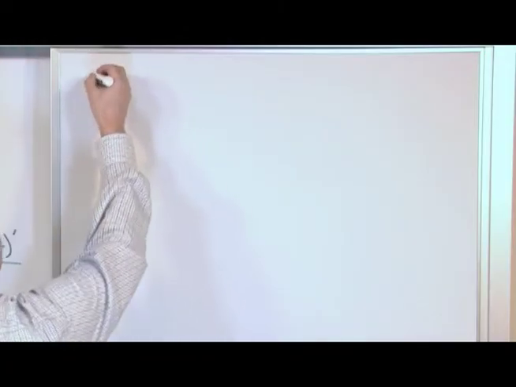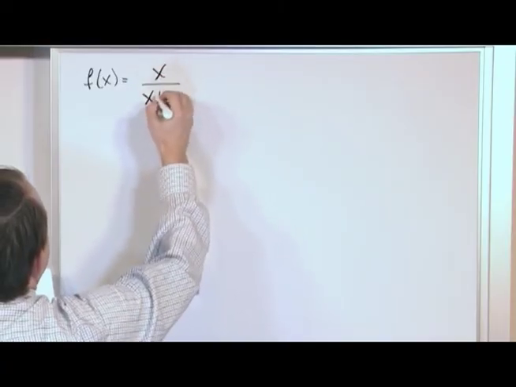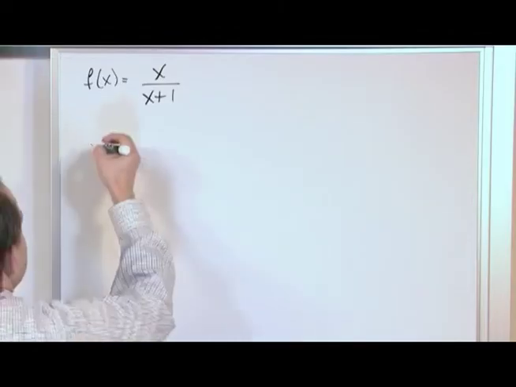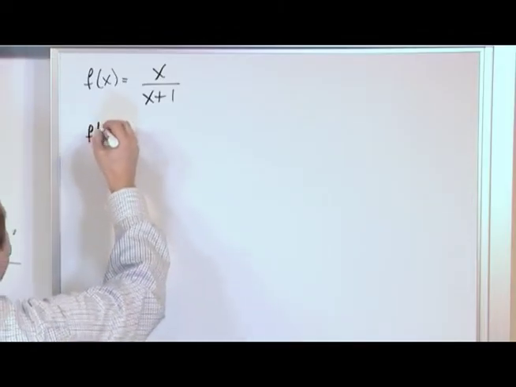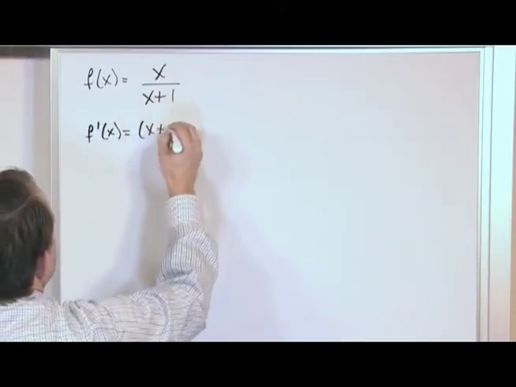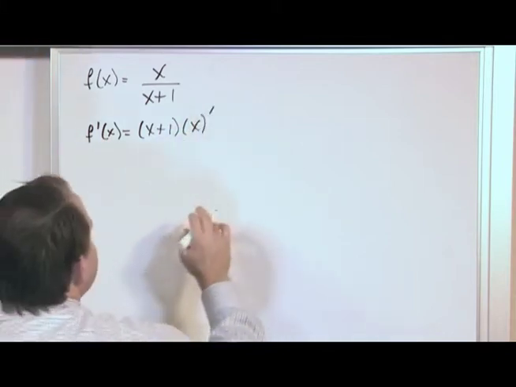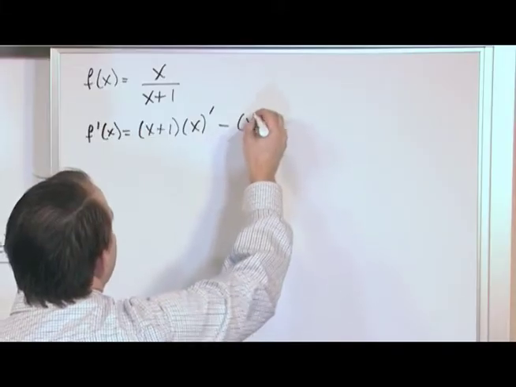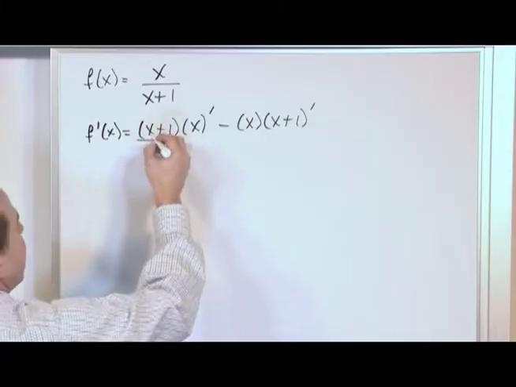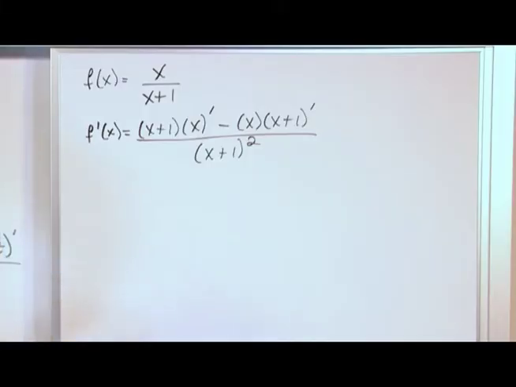So let's say for our next problem, we have f of x is equal to x over x plus 1. So let's take the derivative. So what we'll have is f prime of x will be the bottom, x plus 1, times the derivative of the top. I'm going to write the top and put the derivative mark to remind me to take that derivative later, minus the top times the derivative of the bottom, put that mark to remind me to take that later, over the bottom squared. So we followed our rule exactly.